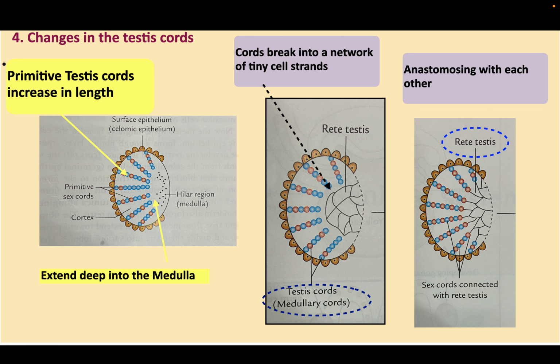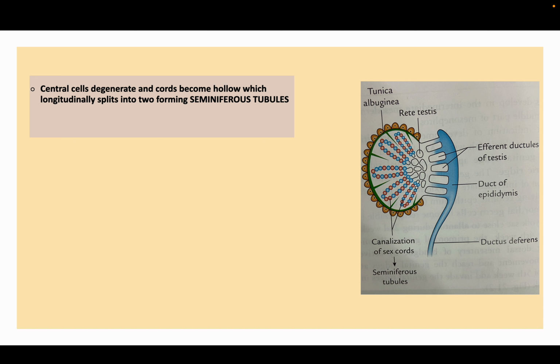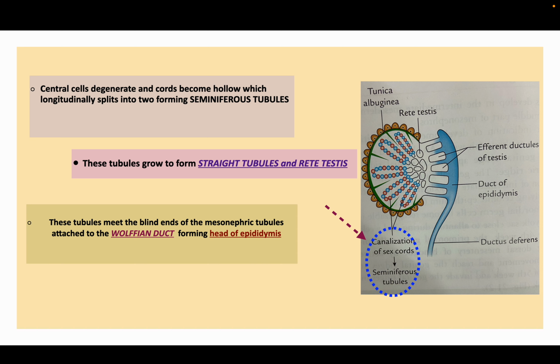So initially the cords migrate towards the medulla. Then these cords break into a network of tiny cell strands. Then anastomosis happens between these tiny cell strands to form the rete testis. Next, the central cells of these cords degenerate and become hollow, which longitudinally splits into two, forming the seminiferous tubule. In other words, canalization of the sex cords or testis cords happens to form the seminiferous tubule. These tubules grow to form the straight tubules and rete testis.